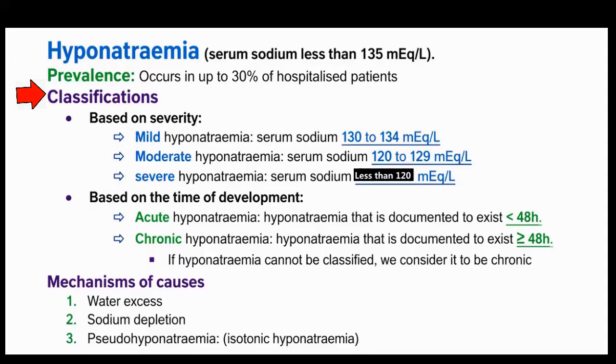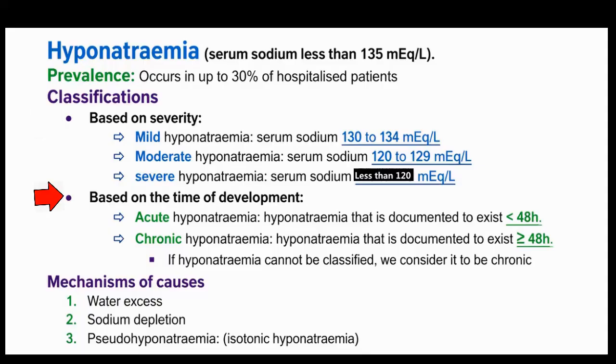We classify hyponatremia in two ways. 1. Based on the severity. Mild hyponatremia: serum sodium 130 to 134 mEq per liter. Moderate hyponatremia: serum sodium 120 to 129 mEq per liter. Severe hyponatremia: serum sodium less than 120 mEq per liter.